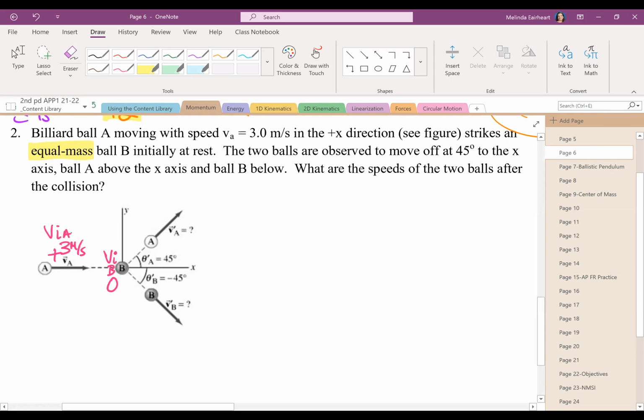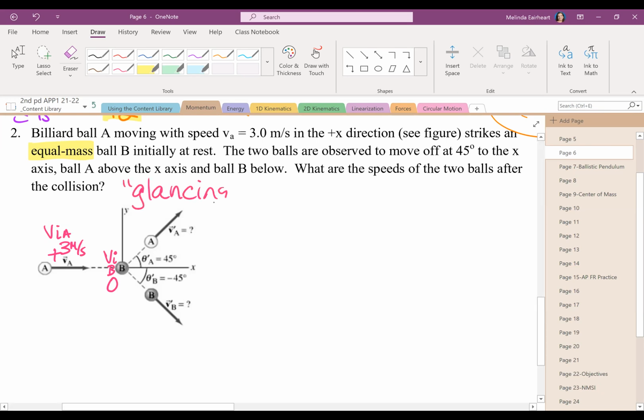Okay. Then the collision happens. The two balls are observed to move off at 45 degrees with the x-axis. And so this was not a head-on collision, by the way. This would be what's called a glancing collision.